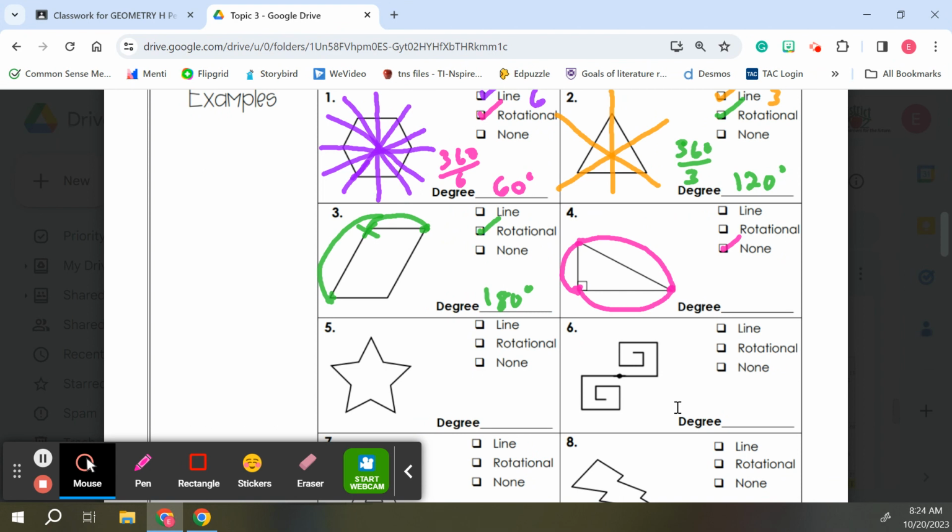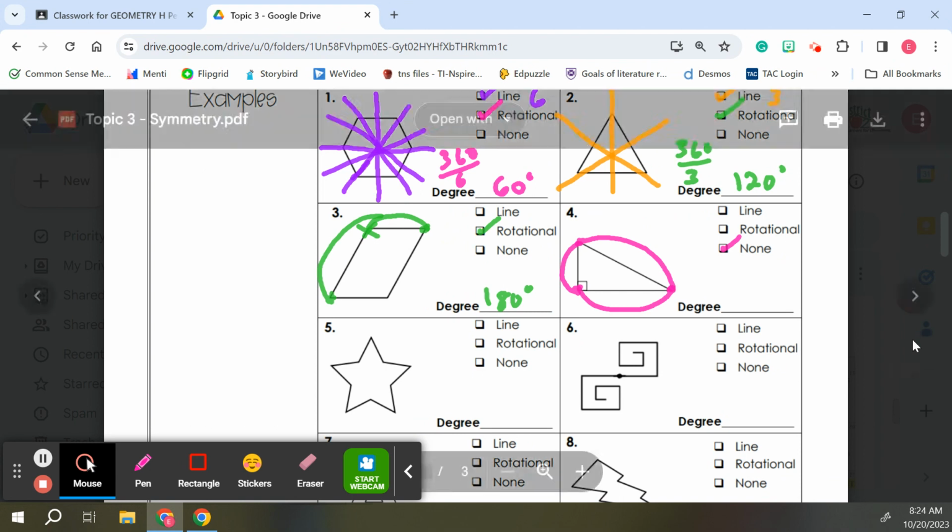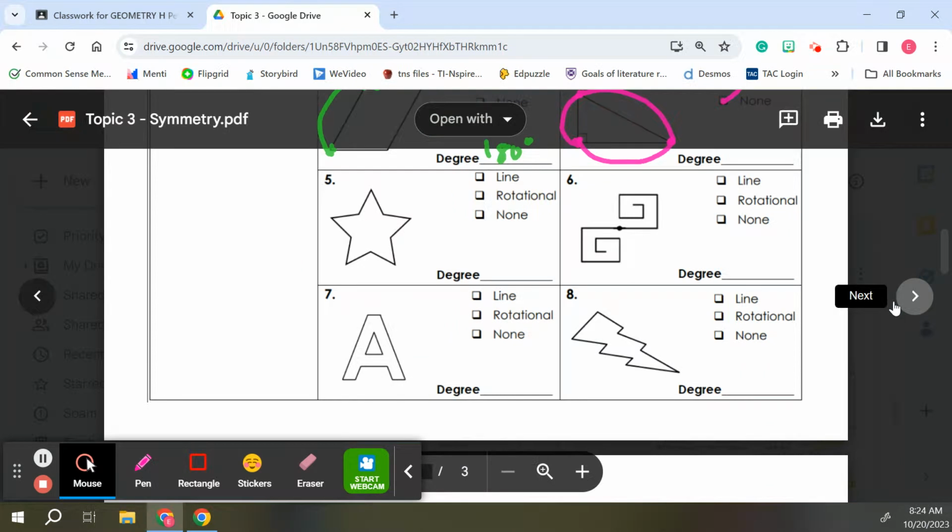Why don't you guys try 5 through 8 on your own? For number 5, that's a pentagram, which is very similar to a pentagon. So that will have rotational symmetry. The question is, what will the degree be? What's 360 divided by 5?